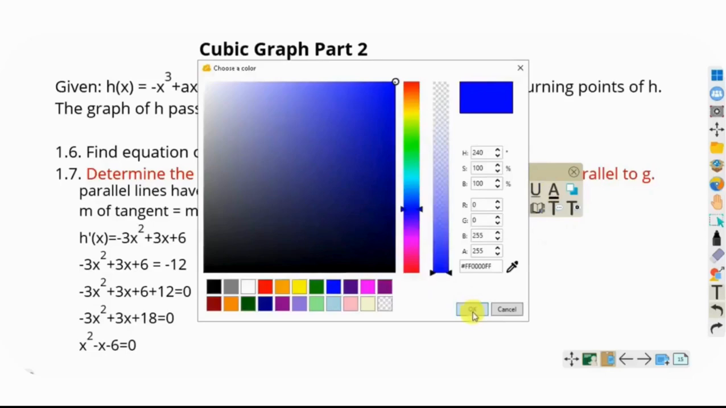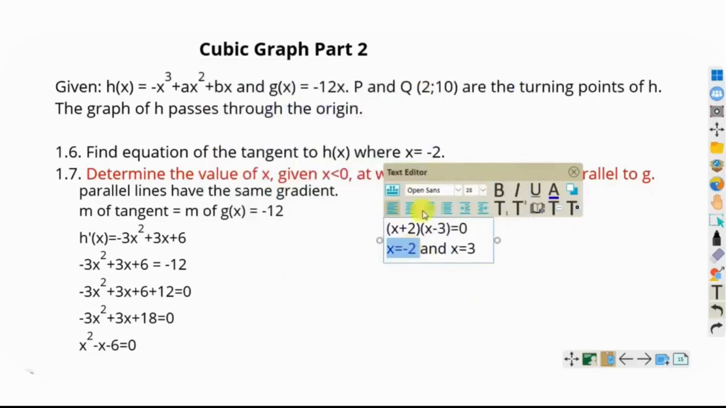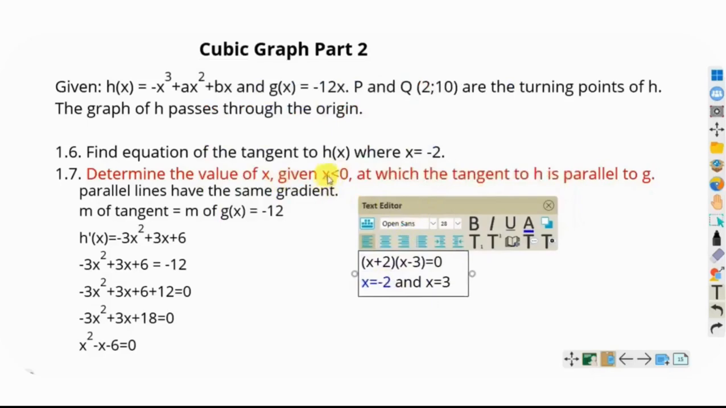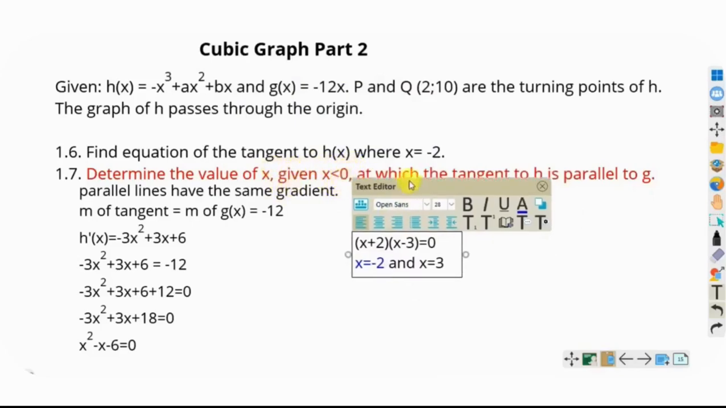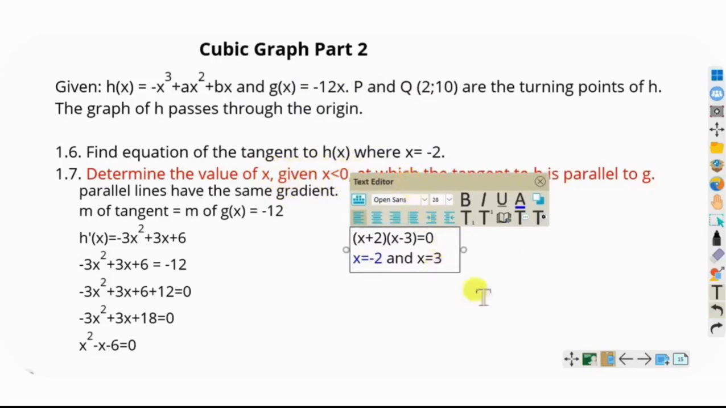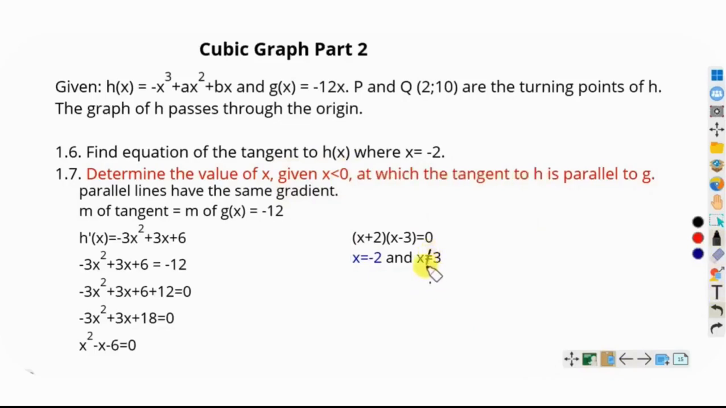Why am I taking the negative answer? Because they said x is less than 0. So they told us that the solution has to be the negative one. So x equals negative 2, and x is not equal to 3. That is the solution for this part.